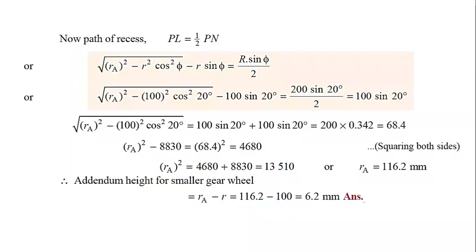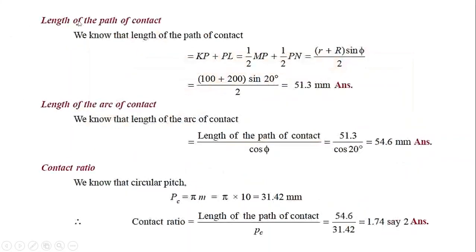And then next, length of path of contact, arc of contact, and contact ratio we'll find. Length of path of contact is equal to KP plus PL, or else half into PN, that means small r plus capital R into sin phi divided by 2. Using this equation, you will find the length of path of contact. You can add these values or else use this value; both should be the same. Length of path of contact is equal to 51.33 millimeter.